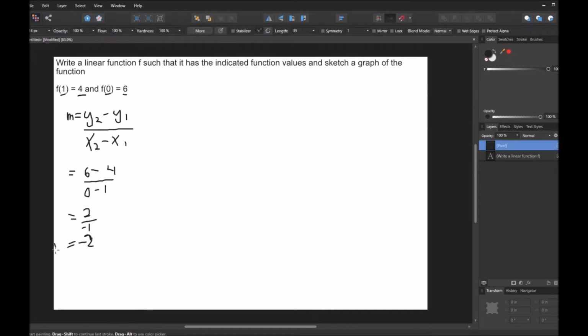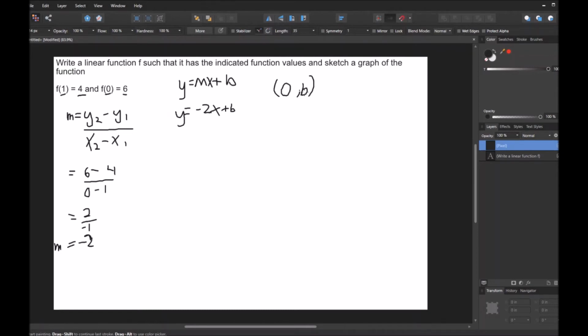So then my slope is going to be negative 2, and so if I write this in y equals mx plus b format, I'm going to have y equals negative 2x plus b. And I need to find b, which is my y-intercept. But if you remember from our definition of our y-intercept, a y-intercept is (0, b).